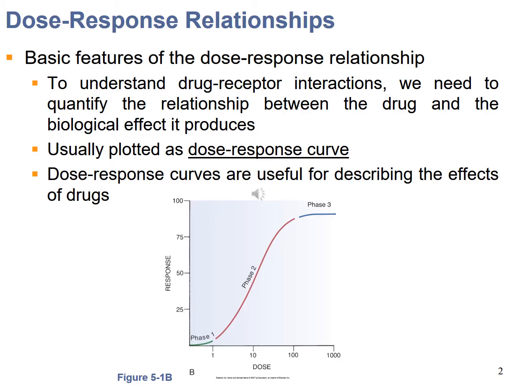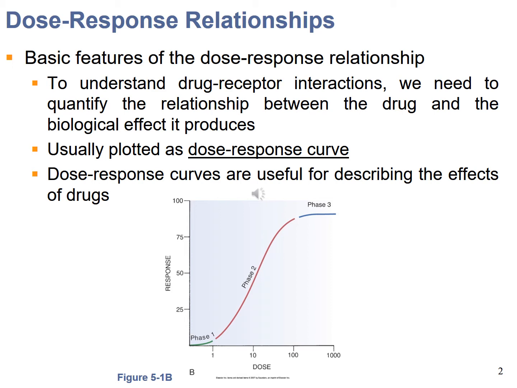So on this slide we are going to talk about the basic features of the dose-response relationship and what it means. How do you quantify the dose response, and how do you understand that relationship between the drug and the biological effect it produces? This is usually plotted as a dose response curve like you see on this slide. On the x-axis you have the dose, and on the y-axis you have the response, and these dose response curves are useful for describing the effect of the drug.